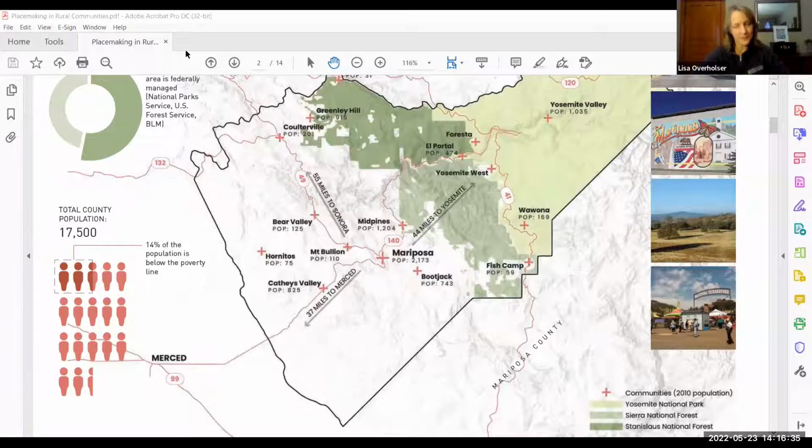So at this point, I think I'll go ahead and turn it over to Mikey and Kimberly to talk about their Mariposa County placemaking project.